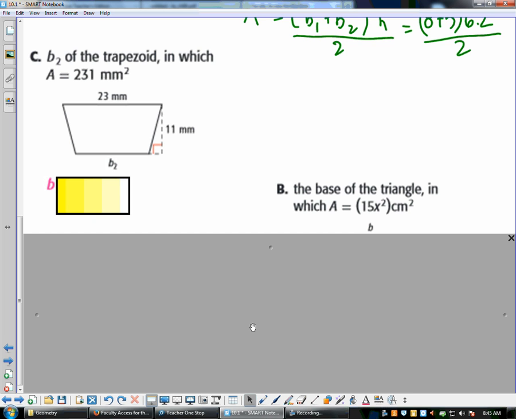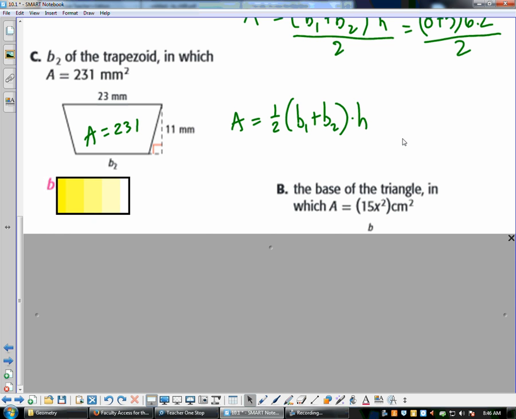Let's try this next example. In this case, we are trying to find B2 of this trapezoid in which the area is 231 square millimeters. If we want to find B2, because we already know the first base is 23, we're trying to find the other base, we know that the height is 11, and we know that the area is 231 square millimeters. All right, so I'm going to ask you to go back to the formula, which is 1/2 quantity B1 plus B2 times H.